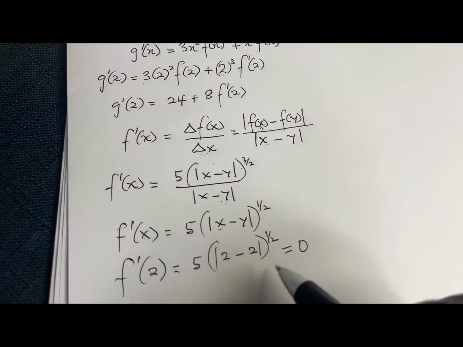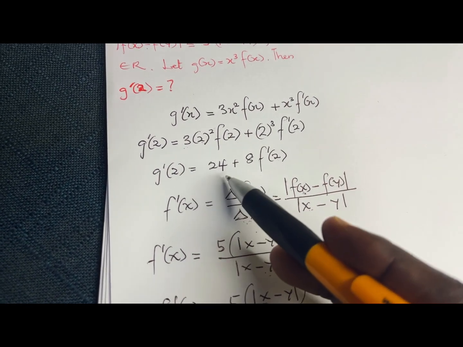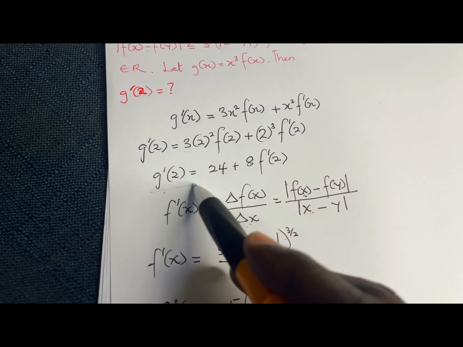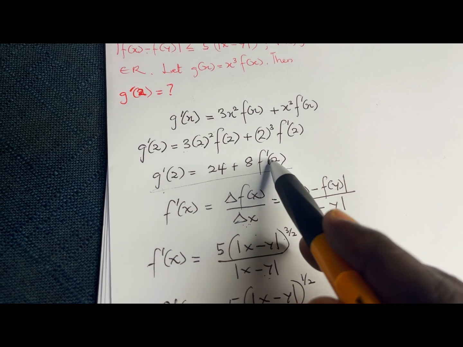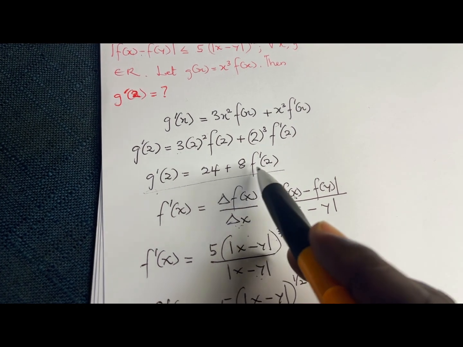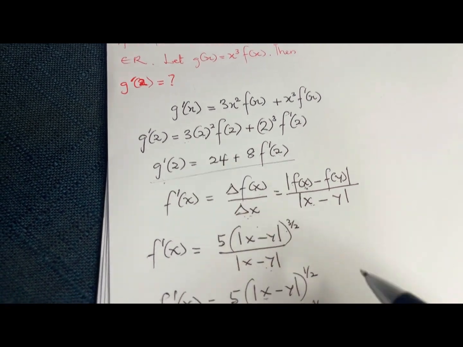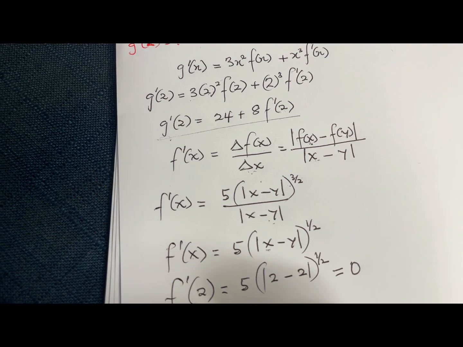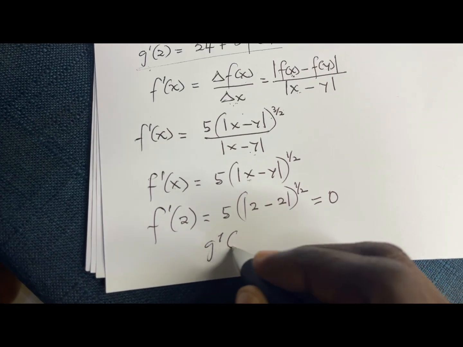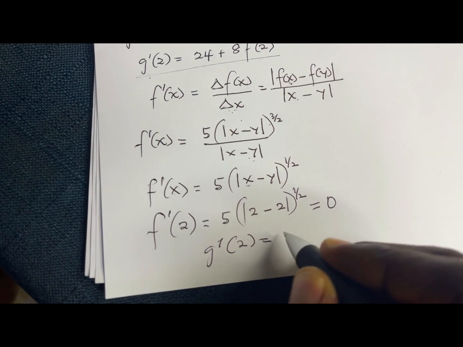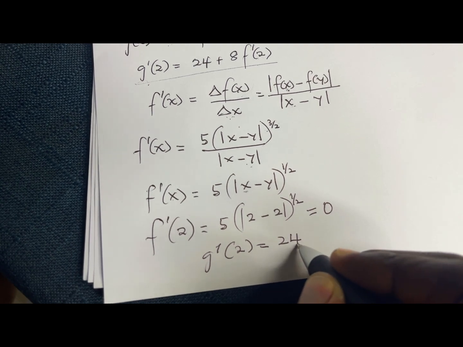With that, we can go back to the equation here and insert 0. We have 8 times 0, which is 0. So the answer will be 24. That means g prime of 2 equals 24, and that is our answer.